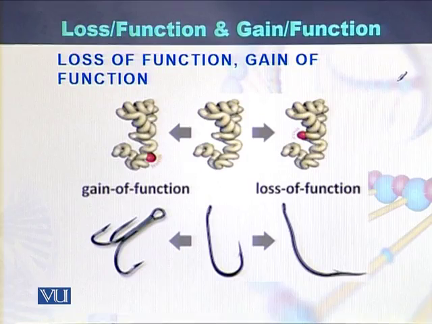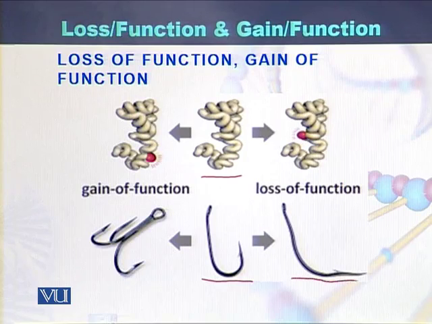In this diagram, we can try to understand the difference between loss of function and gain of function mutations. If we take this as the normal protein, it works to catch the fishes from the rivers. If there is a loss of function on that protein, then it is converted into such a structure. With this kind of structure, we cannot catch the fish. So this kind of change in the structure of the protein is called loss of function.